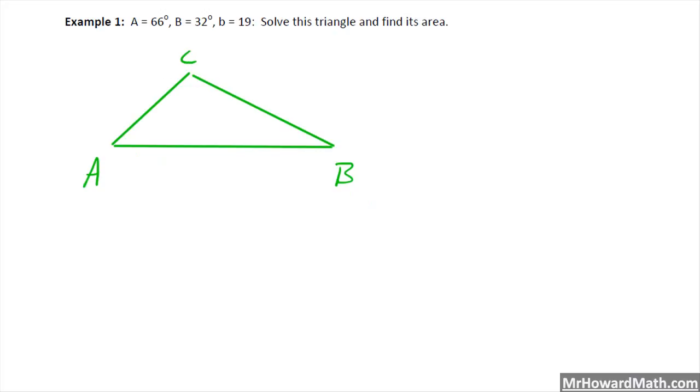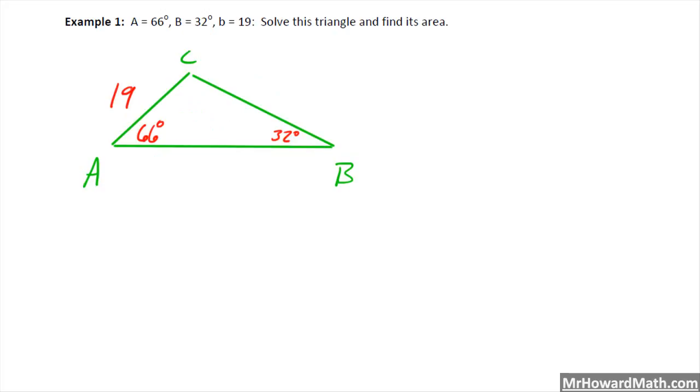And now let's fill in the given information. So angle B here is 32 degrees, angle A is 66 degrees, and side length B, so that would be over here, is 19. So now we need to find side C over here, side A over here, and angle C right here, and then find the area.